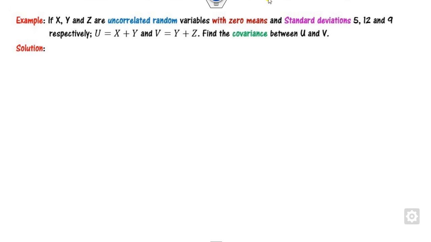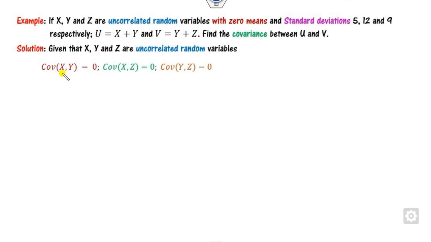Look at another example. What is given to you? X, Y, Z are uncorrelated. What is the meaning of uncorrelated? It means the covariance is 0. But here there are 3 variables X, Y, Z. So it means that they are uncorrelated, meaning the covariance of X, Y is 0, Y, Z is 0 and X, Z is 0. So X, Y, Z are uncorrelated with mean zeros.